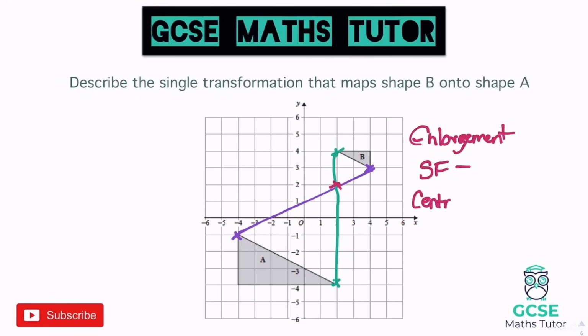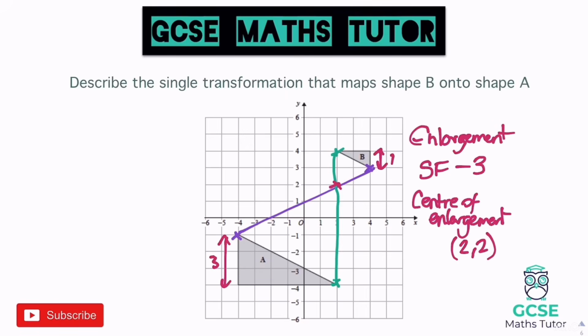So centre of enlargement. We just write down what that coordinate is, and it's 2, 2. So centre of enlargement 2, 2. Now to count that scale factor, we're just going to count this side here maybe, and this side here, and just see how much bigger it's got. So that's gone from a length of 1 to a length of 3. So that is a -3 scale factor. So it's an enlargement, scale factor -3, centre of enlargement 2, 2.